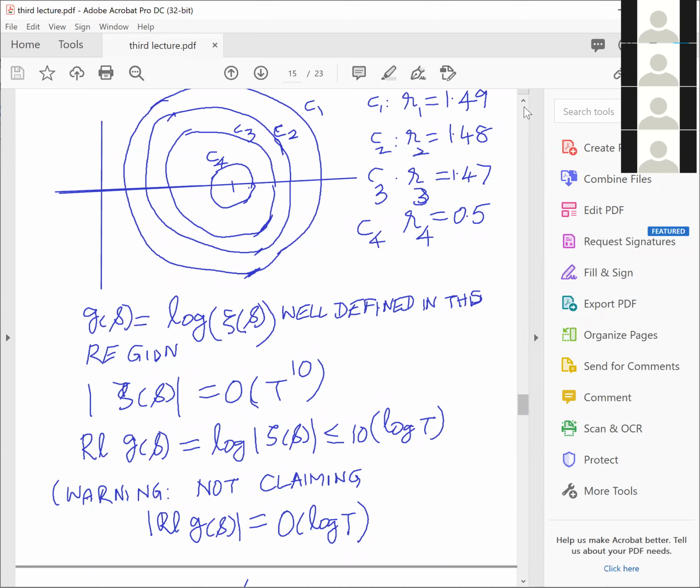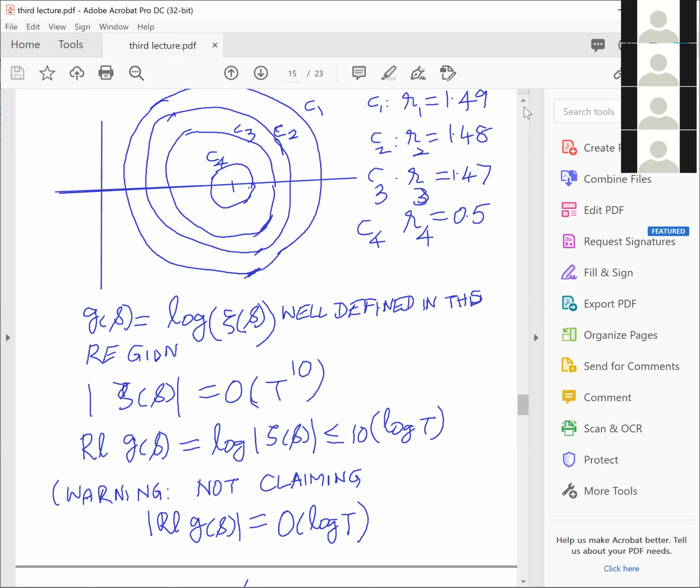I can take the real part of G s. G s is by definition the logarithm of zeta s, and the real part of G s is the logarithm of mod zeta s, and mod zeta s is O of t power 1 over 10, and therefore this is less than 10 log t. Therefore, the real part of G s is less than 10 log t. And here, for those people who might not have seen this Borel-Caratheodory theorem, which I am going to use, let me make something very clear. Namely, I am getting only a one-sided estimate for the real part of G s.